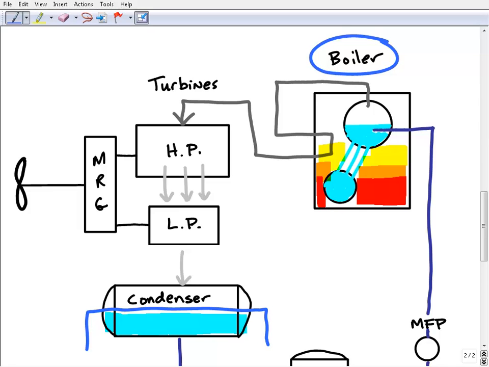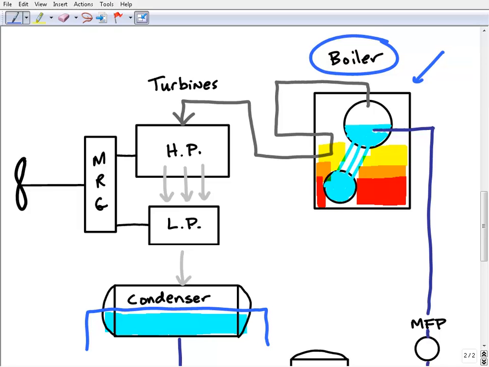Essentially what we're doing is taking water and we're heating it up. Okay, that's what we're doing. So this box here with the two round circles inside is going to represent our boiler. So all these other little lines and schematics, just kind of ignore all that for now. Now let's just focus on the boiler.